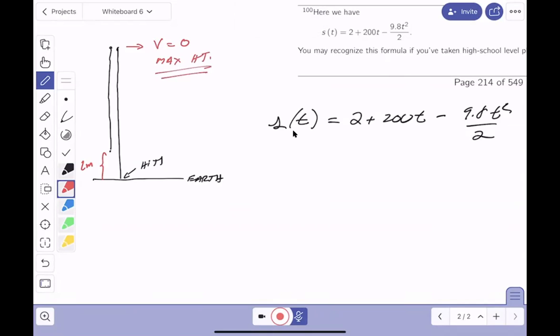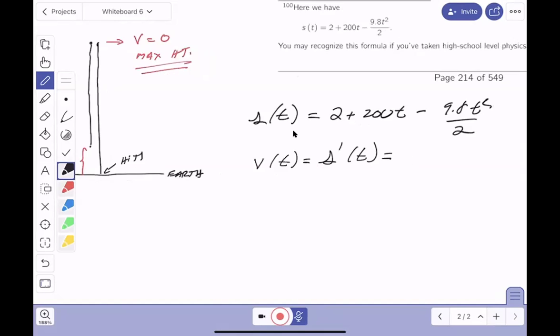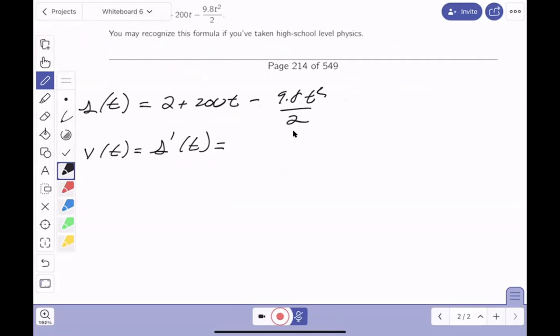So let's see if we can do that. And what am I going to do? I'm going to look at the velocity function. So what's the velocity function going to be? It's a function of time, and it's just simply the derivative of s. So s prime. Well, let's put that down and see what happens. And then we'll talk about how we're going to use this.